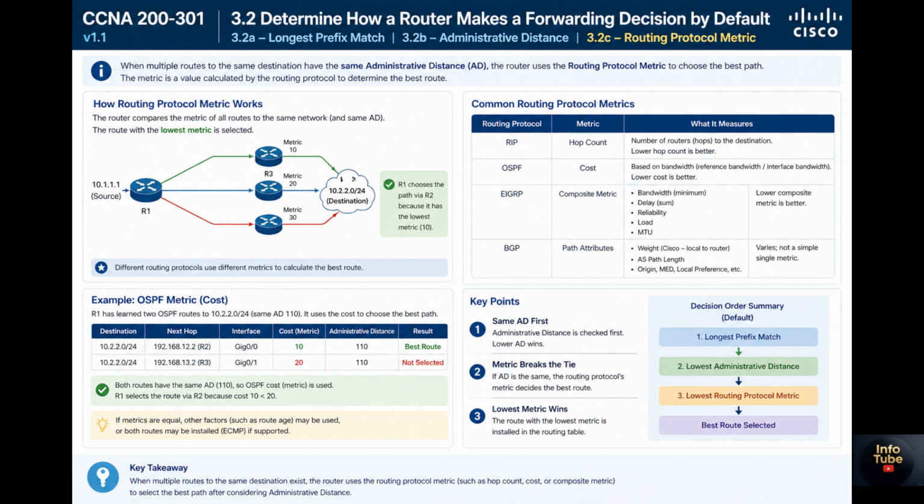Summary for the video. To remember this for the exam, just remember the order. Prefix, AD, metric. Prefix. Is one path more specific? Longest mask wins. AD. If masks are the same, which source is more trustworthy? Lowest AD wins. Metric. If sources are the same, which path is cheaper or faster? Lowest metric wins.